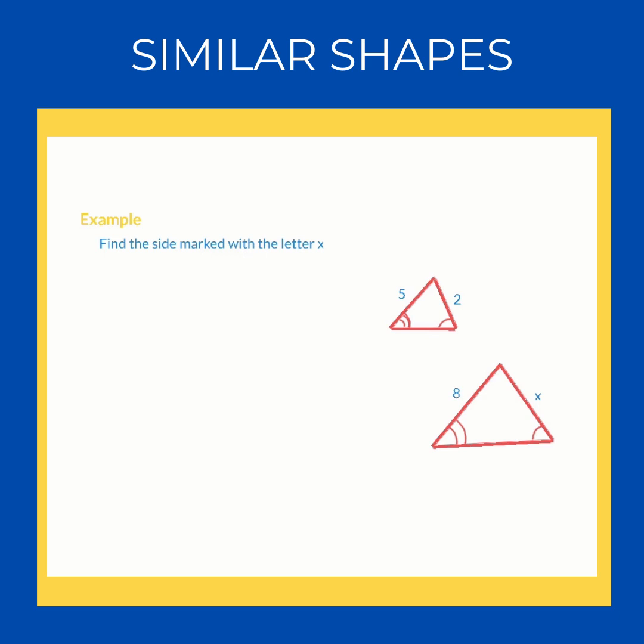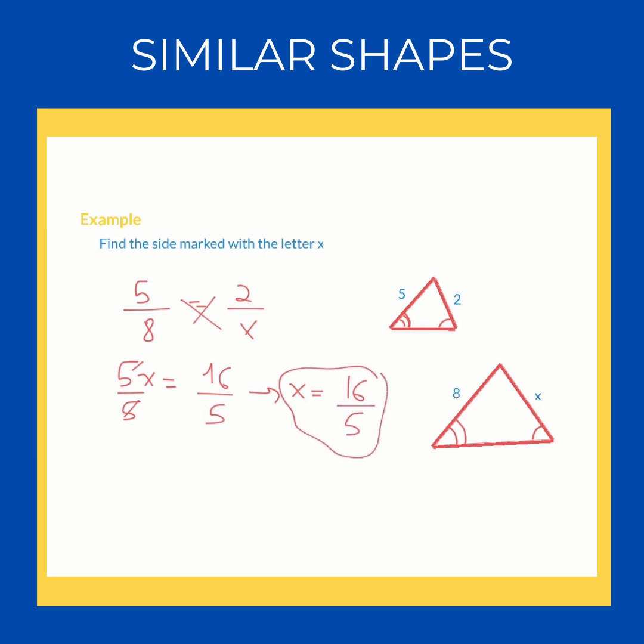Now to find X, I'm going to say that 5 over the length of its corresponding side in the other triangle, which is 8, is equal to 2 over X. Now I need to cross multiply. So 5x is equal to 8 times 2, which is 16. So dividing by 5 on both sides, x is equal to 16 over 5. So that's the value of x in the second triangle.